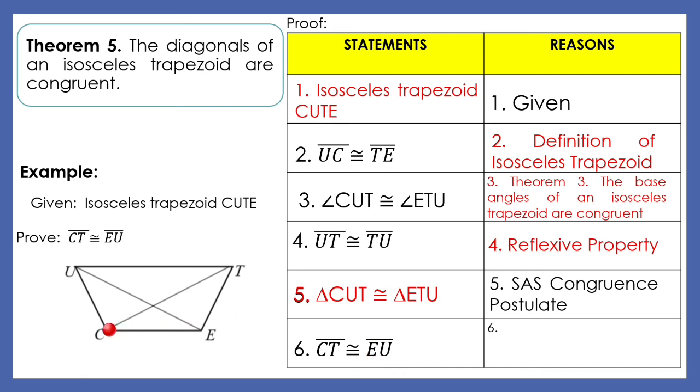So this is line segment CT and this is line segment EU. So corresponding parts sila. So, if the two triangles are congruent, their corresponding parts of congruent triangles are congruent, or CPCTC. So, na-prove natin na yung diagonals ng ating trapezoid are congruent. Let's apply this theorem. So, let's solve problems involving isosceles trapezoid.